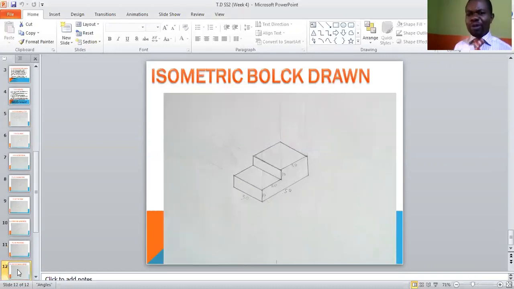Isometric block produced or drawn. This is the last stage. Here to here has been made bold. So you can now see a clear plan.